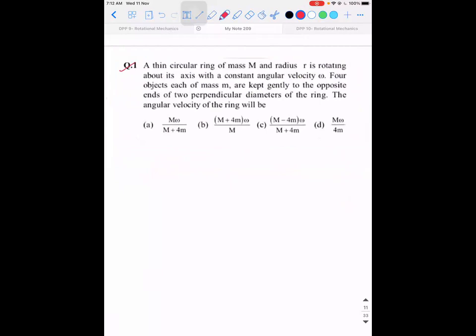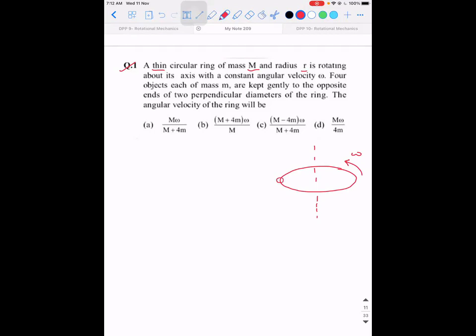So here we have a thin circular ring. The circular ring is thin, means its thickness is ignored, of mass m and radius small r, is rotating about its axis with a constant angular velocity omega. So you have a thin ring like this, which is revolving about its axis with an angular velocity omega. Four objects, each of mass m, are kept gently to the opposite ends of two perpendicular diameters of the ring. The angular velocity of the ring will be.